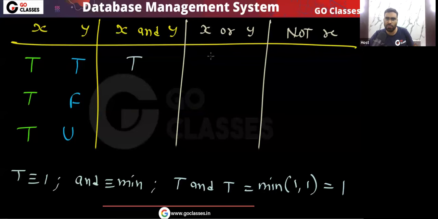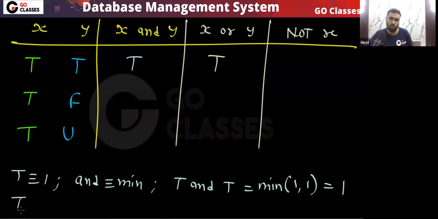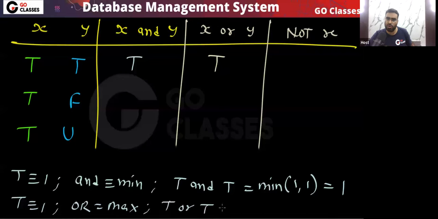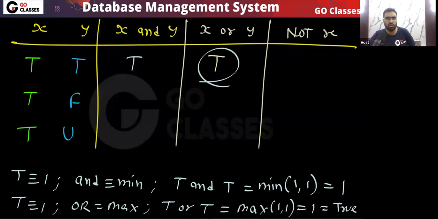What is true or true? That will be true, because or means max. True means 1, so true or true is max of 1 comma 1, which is 1, and that means true. What is not of true? That will be 1 minus 1, which is 0, and that means false. Not of true is false.